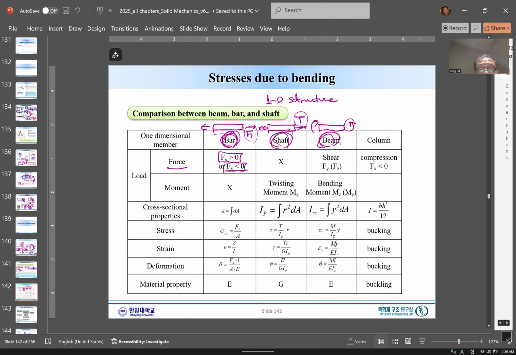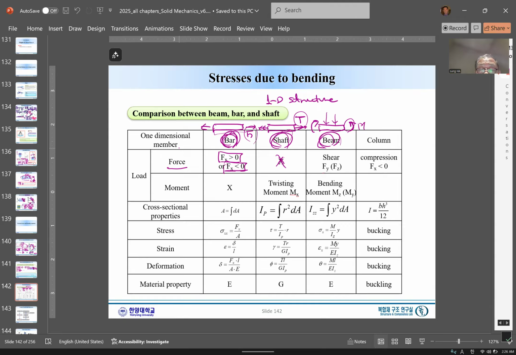In the shaft, we don't apply that. And the beam, well, we do, which means that this is a vertical load. Actually, this vertical load will eventually cause this bending moment. This will be covered in the next chapter.